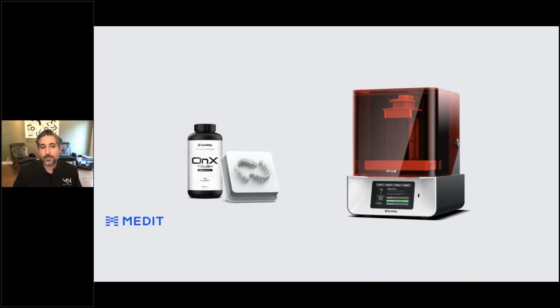So when I'm printing these shells, I'm using Onyx Tough with my SprintRay printer. Onyx Tough is a really nice material. It has a lot of ceramic filler in it, and it only has one shade at the moment that is kind of on the whiter side. That's the downside, but it's really strong and people are using it for interim restorations.